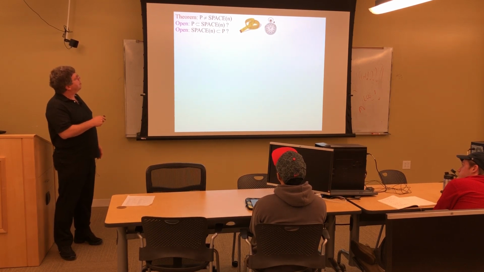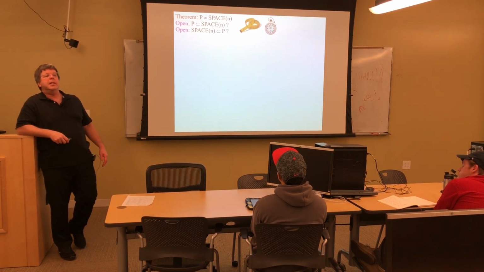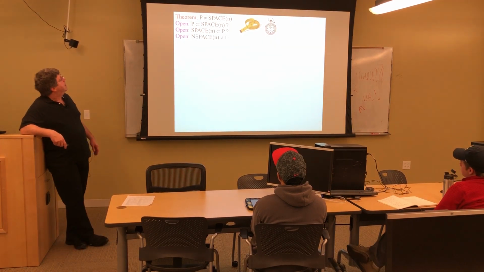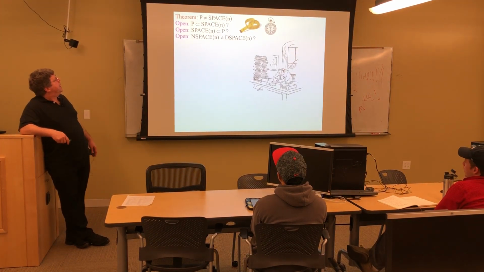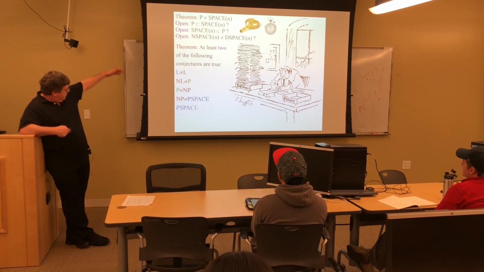So it could be that this is true, it could be that this is true, or it could be that neither one is true. Neither one is contained in the other, they're just not the same. That's kind of weird. And we also don't know if non-deterministic space linear is the same as deterministic space linear. But we do know that at least two of the following is true, and I'm relisting them here.